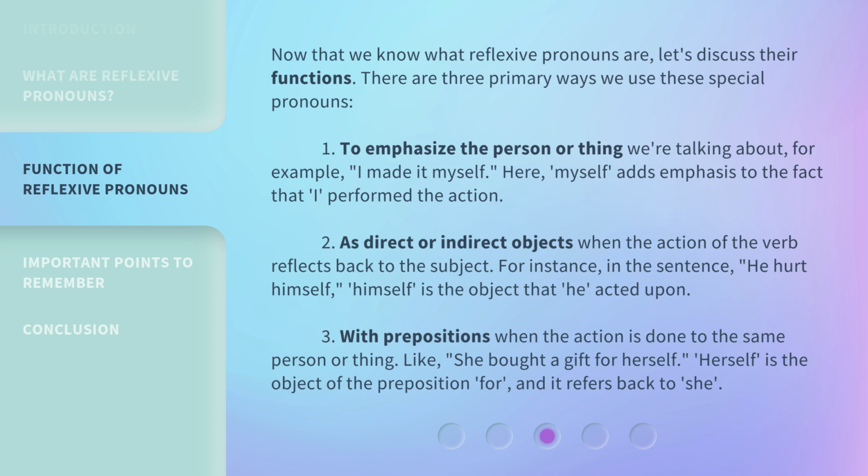2. As direct or indirect objects when the action of the verb reflects back to the subject. For instance, in the sentence, he hurt himself, himself is the object that he acted upon. 3. With prepositions when the action is done to the same person or thing. Like, she bought a gift for herself. Herself is the object of the preposition for, and it refers back to she.